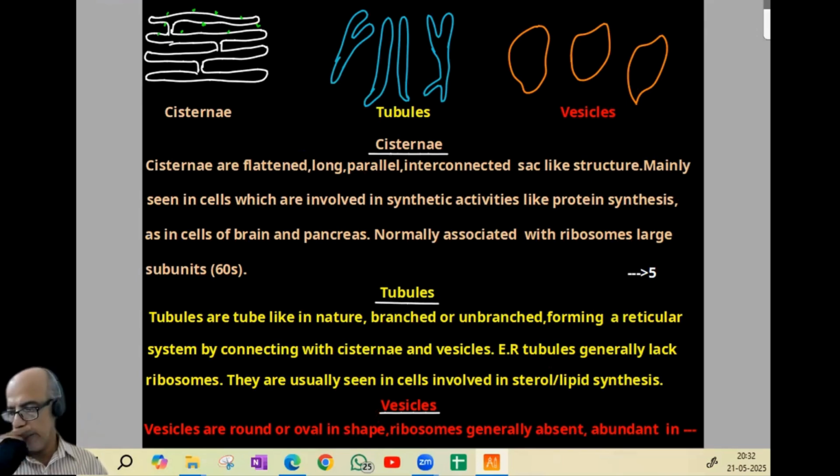Now comes the third term, vesicles. Vesicles are round or oval in shape. Ribosomes are generally absent. They are abundant in cells like the pancreas, and also seen in spermatocytes. Endoplasmic reticulum vesicles are related to the microsome. There is a structure called the microsome. It is connected with endoplasmic reticulum vesicles. I think up to that it is clear.